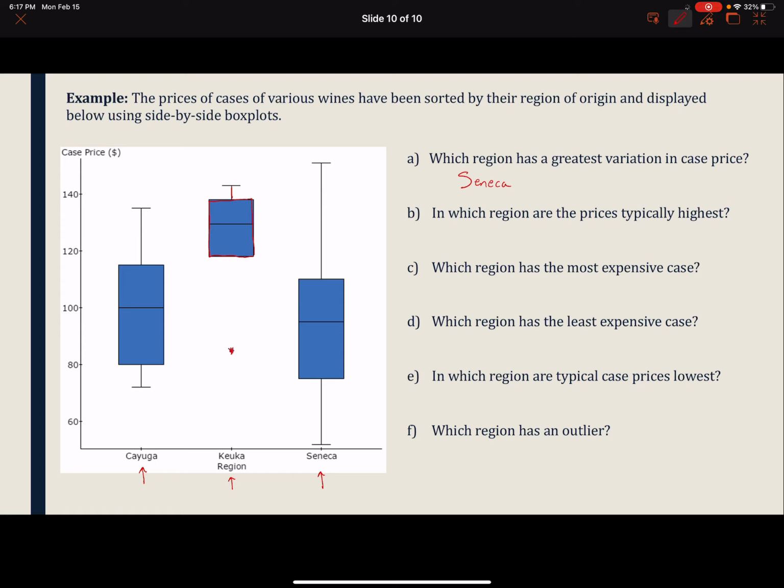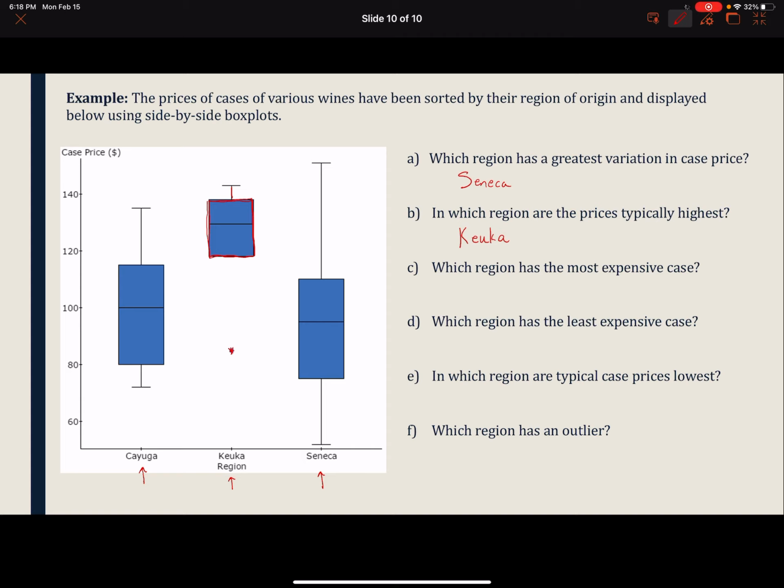In which region are the prices typically the highest? Now we're looking at maybe just that box and asking where most of the wines are priced. The Cuca region has much higher prices, like most of the data is right in here, which is much higher than the other two regions. So we would say that the Cuca region has prices that are typically higher than the others.